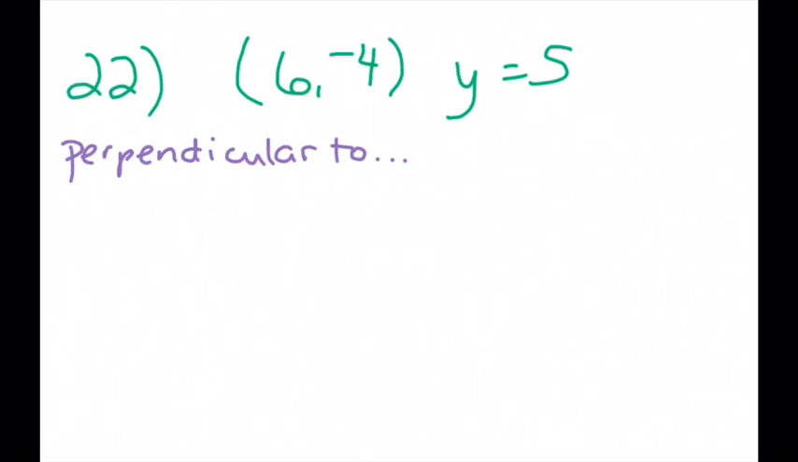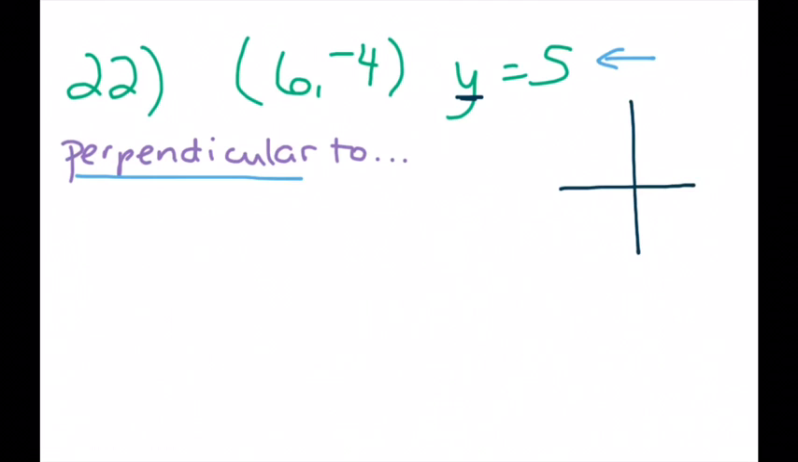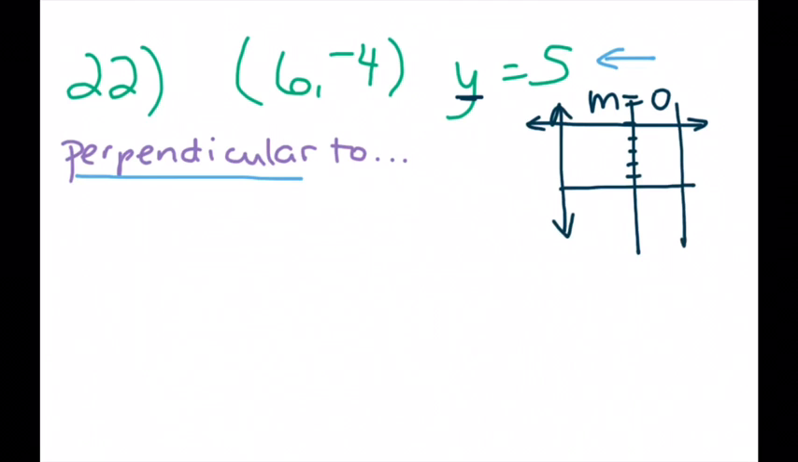For number 22, we want the equation of a line that is perpendicular to the line y equals 5. So here again, noticing that this only has a y, it doesn't have an x. Think about what that looks like. It goes through the y-axis at 5. And so it's going to be a horizontal line that has a slope of 0. So anything perpendicular is going to be a vertical line. So something like that. And so that's going to be an undefined slope.